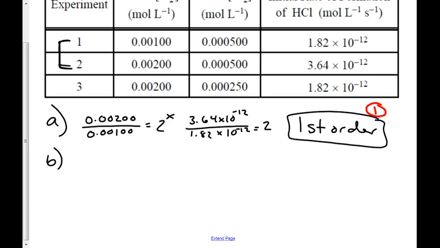Determine the order for the reaction with respect to Cl2. I'd like you to try to do that yourself, if you haven't already done it. And this is a really good review of these problems. And then we're done. Right on time. This is amazing. I might not erase it. I'm not really that worried.